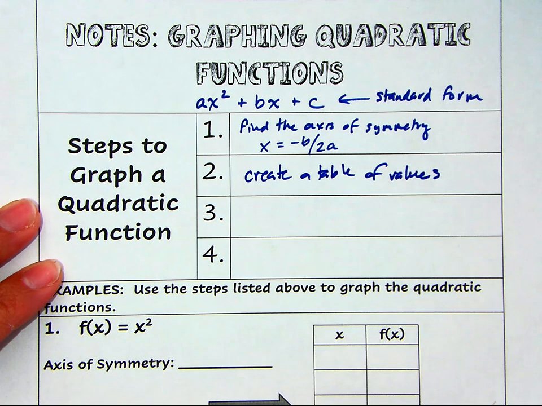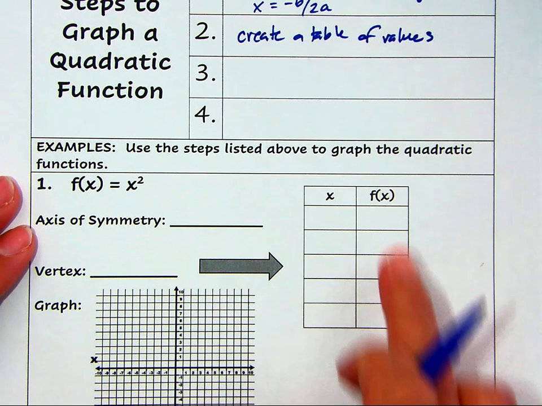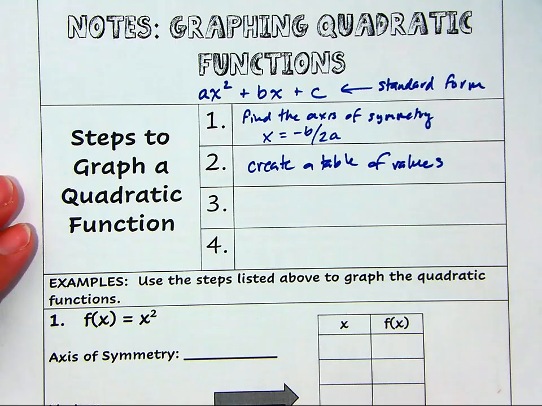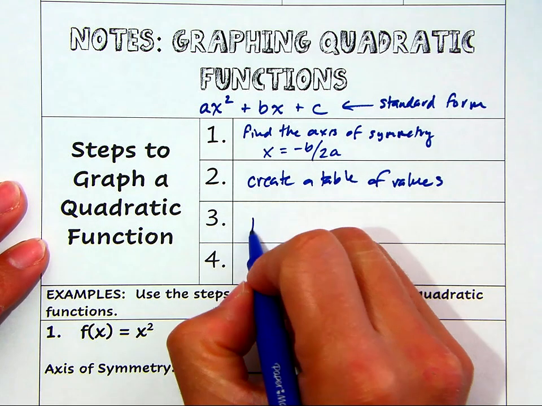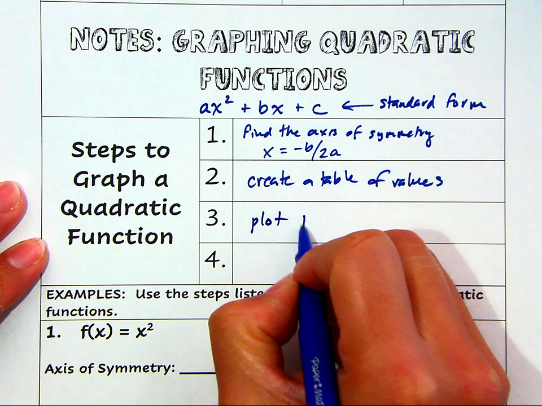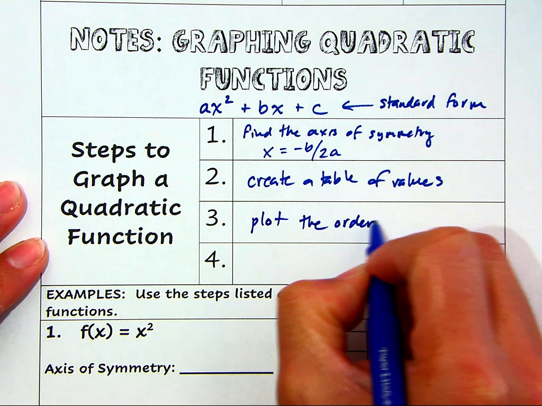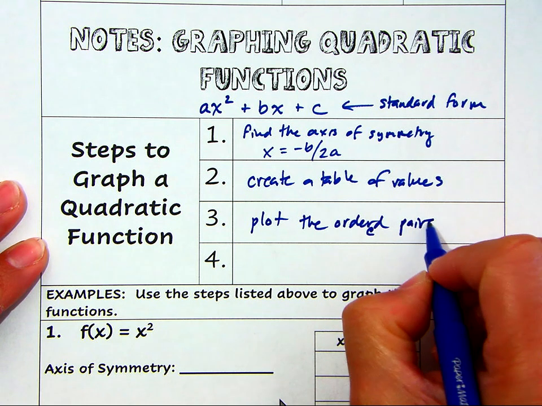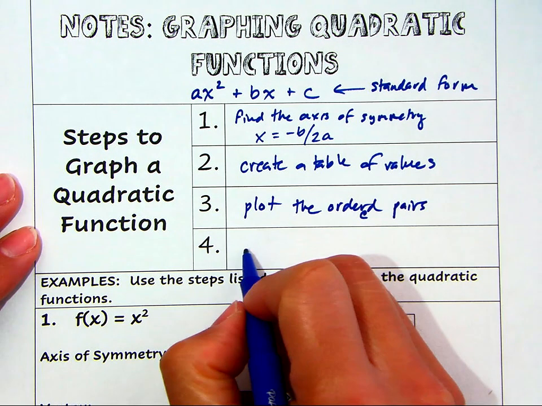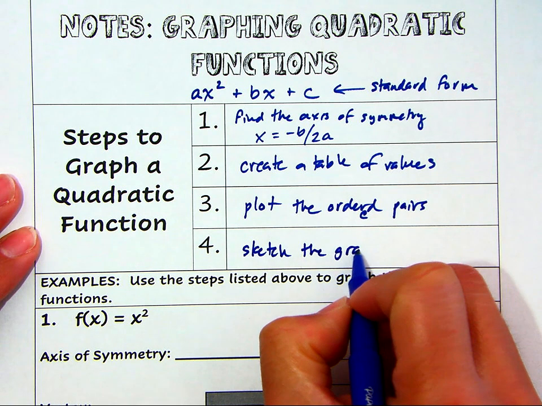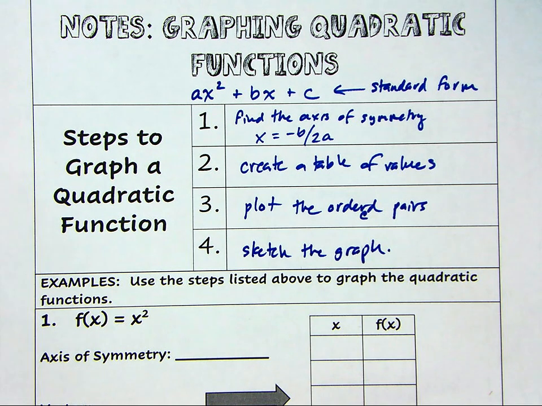So you can see in problem number 1, we're going to find 5 ordered pairs. Once we find all those values, we're going to plot the ordered pairs, and then sketch the graph.